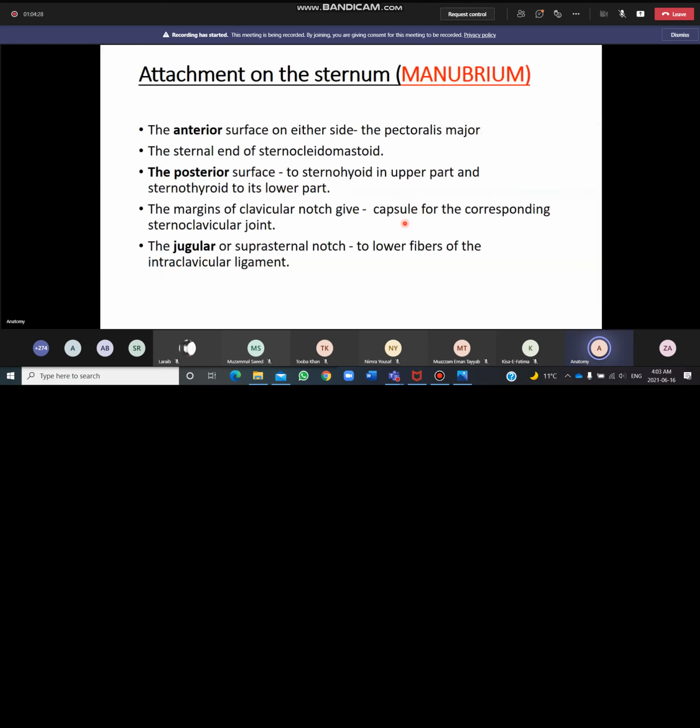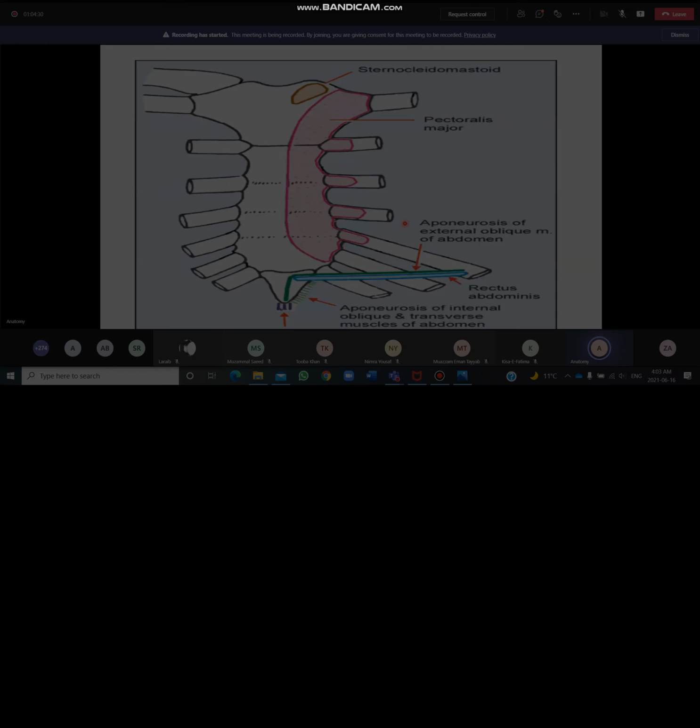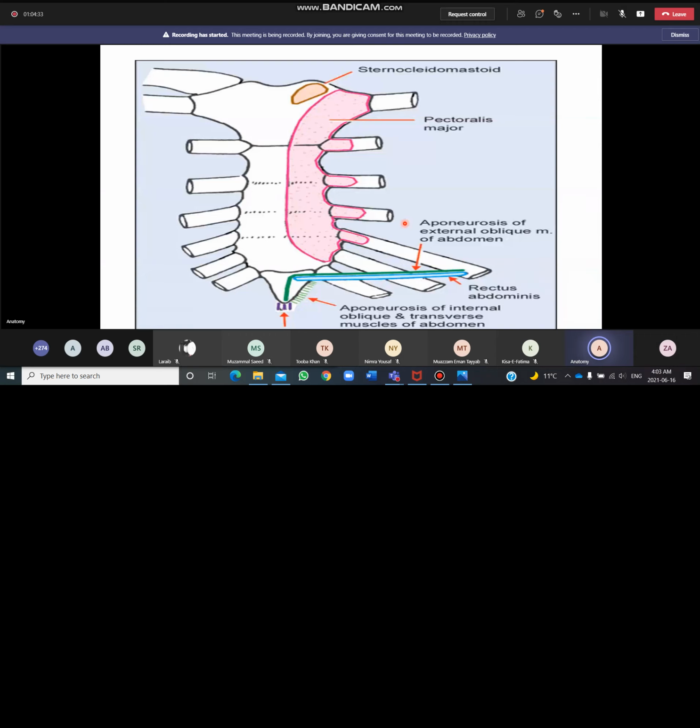Attachment of the manubrium. Now we have done the bony features, now let's come to the attachments of the sternum. So you can see this is the sternum, its body, the manubrium and the xiphoid process. The muscles of the upper limb, which are called the muscles of the pectoral region, take origin from the sternum. One of them is the pectoralis major. It is attached to the anterior surface of the manubrium on both sides, and the body of the sternum as well. And it has attachment on the costal cartilages as well.